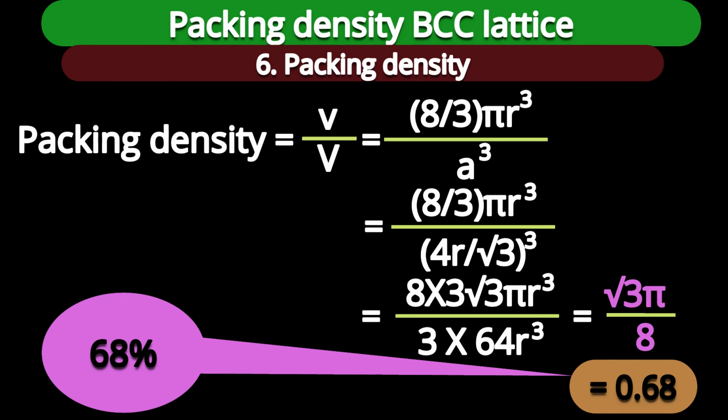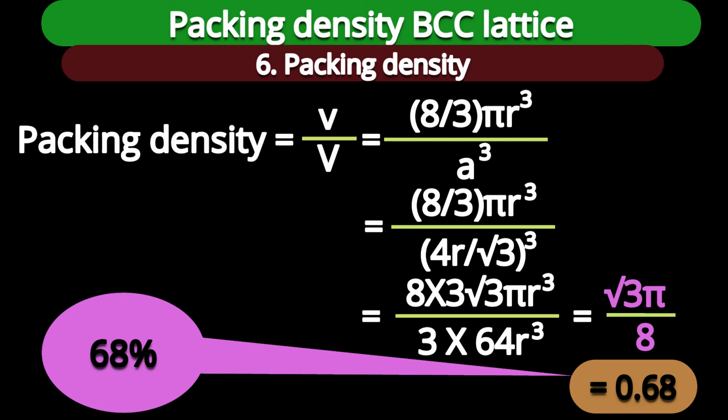What is the formula of packing density? Volume occupied by atoms, small v, divided by the total volume available for occupation, capital V. Substitute the values that we found. What is the value of small v for the BCC unit cell? How many atoms are there in one unit cell? 2. One atom has volume 4 by 3 pi r cube. So 2 atoms will have volume 8 by 3 pi r cube. Therefore in the numerator 8 by 3 pi r cube is represented. And for capital V, simply side raised to 3, a cube, is represented.